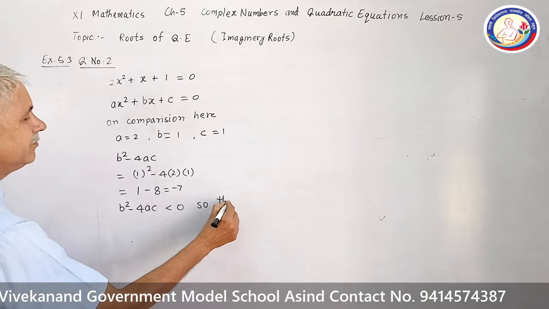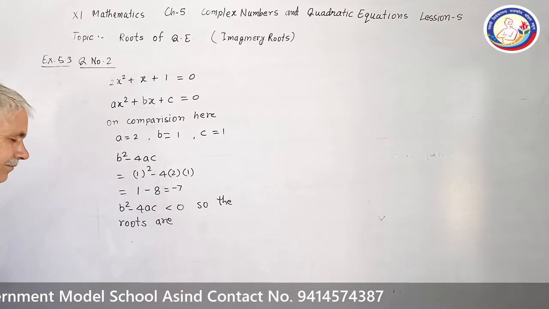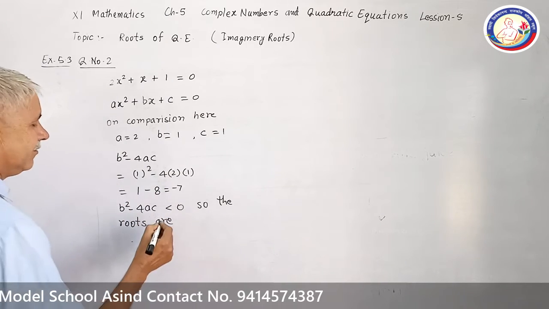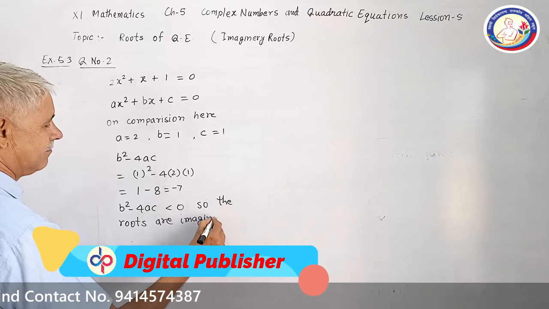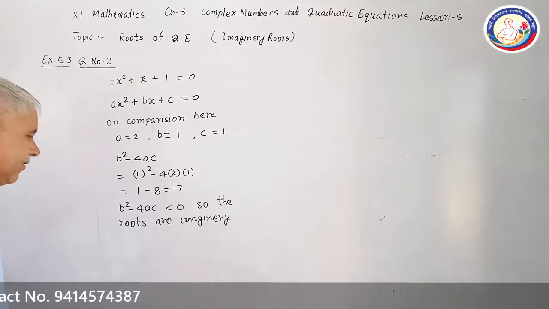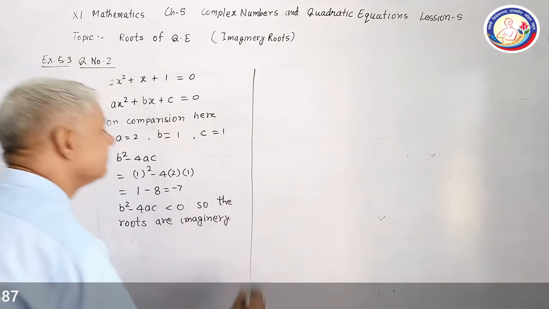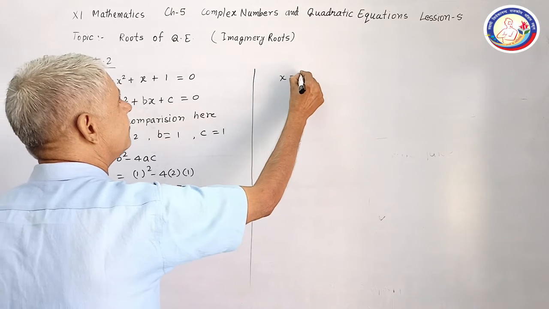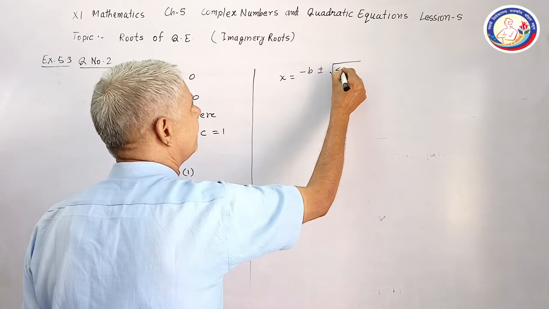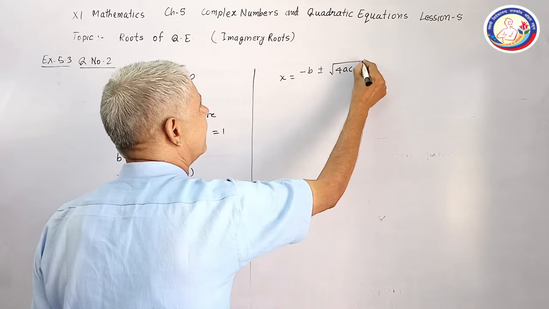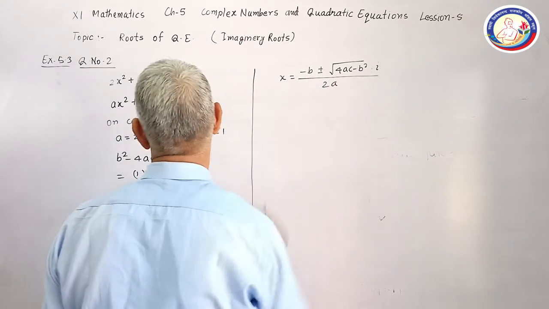So the roots are not real here, or roots are imaginary. How can we find imaginary roots? The formula is x equal to minus b plus minus square root of 4ac minus b square into iota divided by 2a.